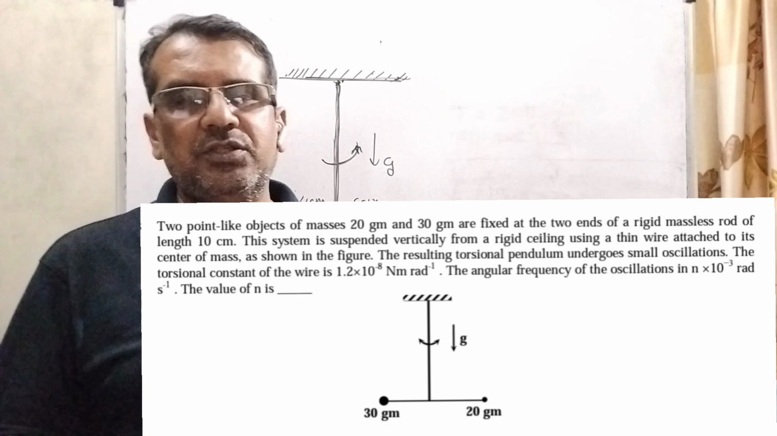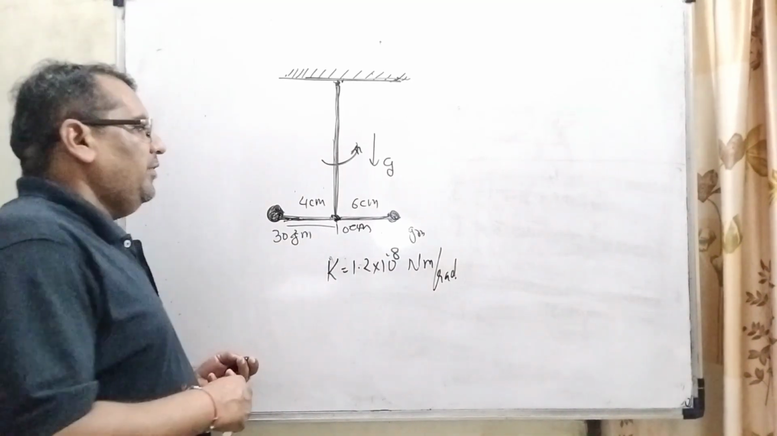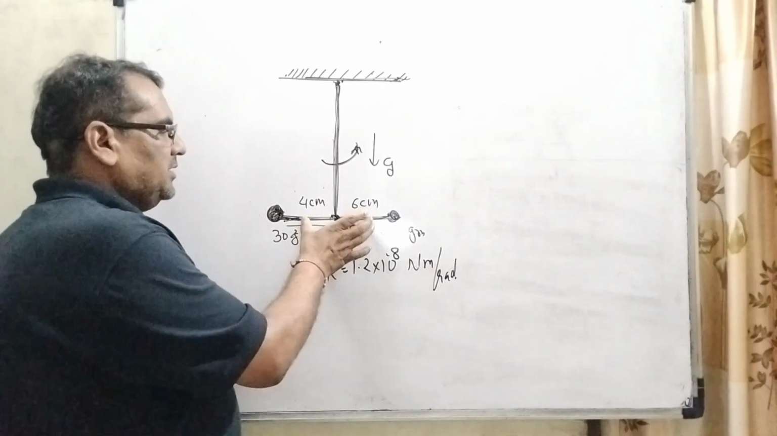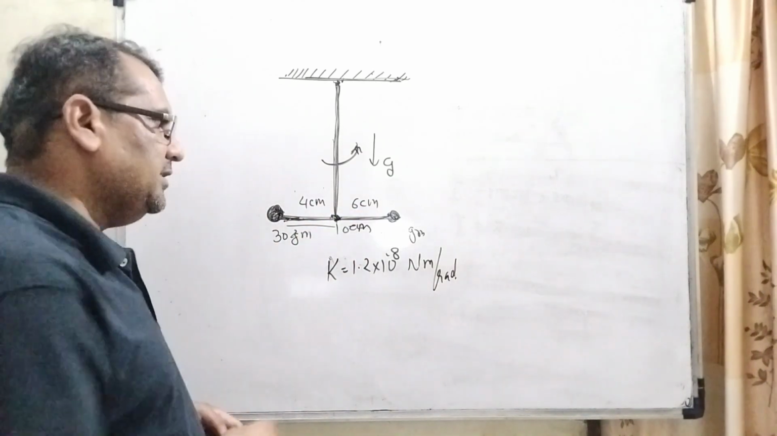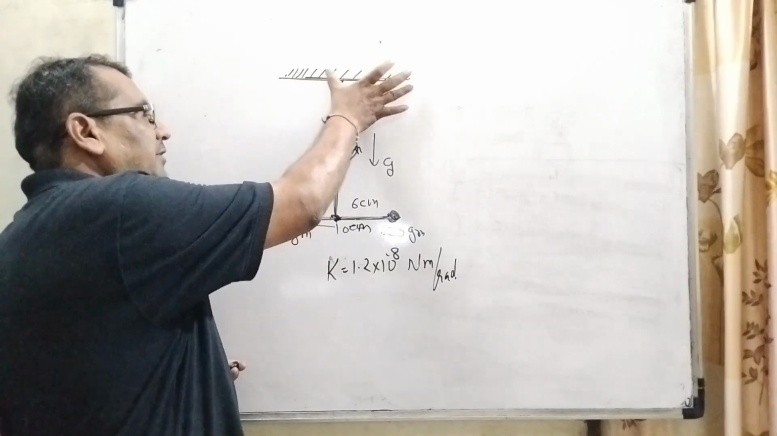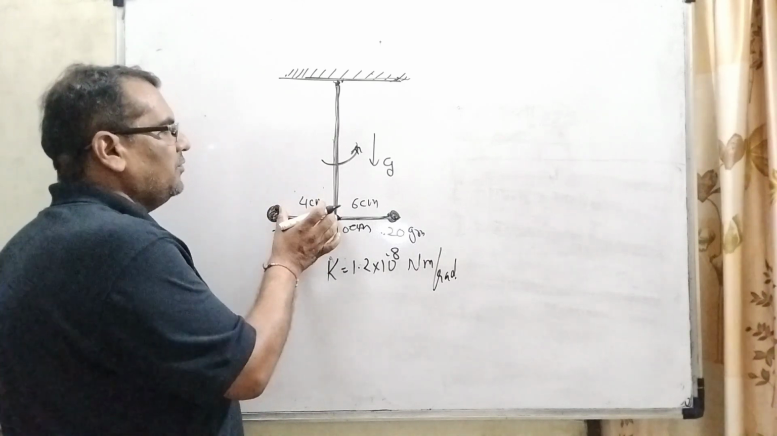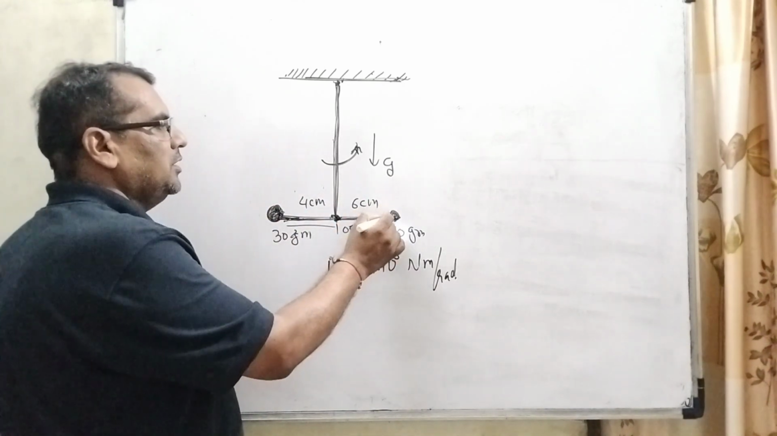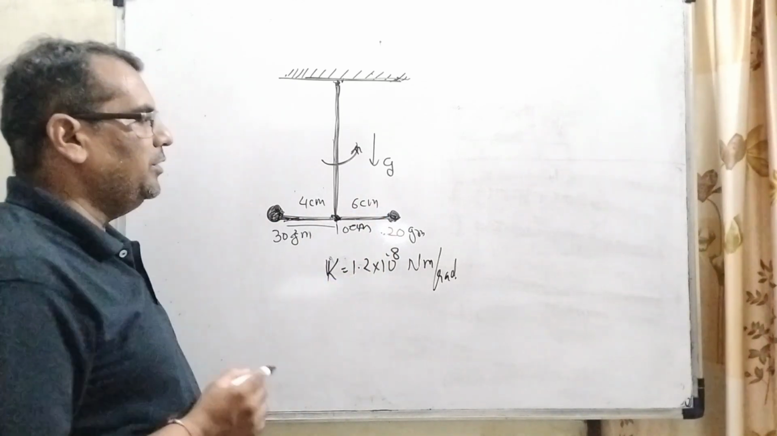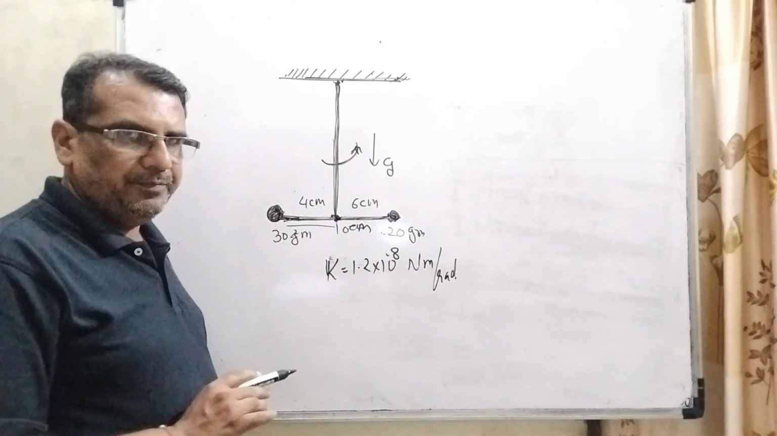This question was asked in JEE Advanced 2023. In this question, we have two masses, 30 gram and 20 gram, kept over a massless rod whose length is 10 cm, connected with a massless wire, and this wire is connected with a rigid ceiling. Here the distance from the center is 4 cm and 6 cm, because the total distance is 10 cm. And the torsion constant is K = 1.2 × 10^-8 newton meter per radian. All these values are given.